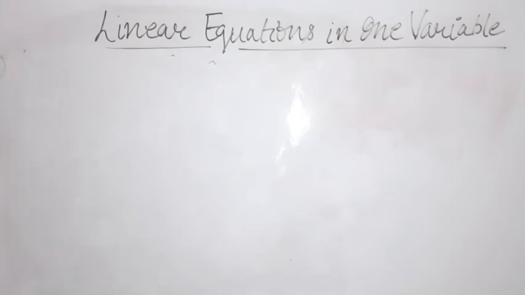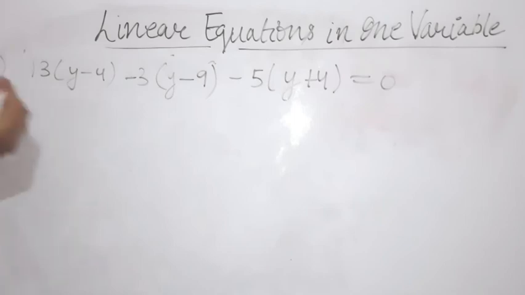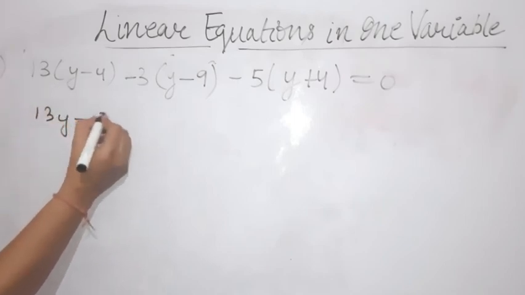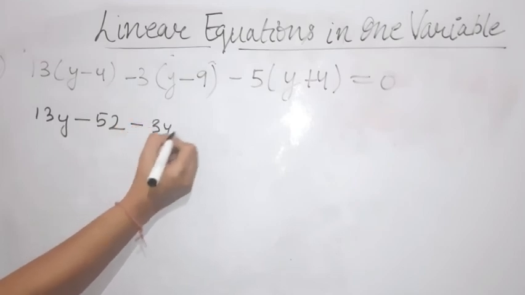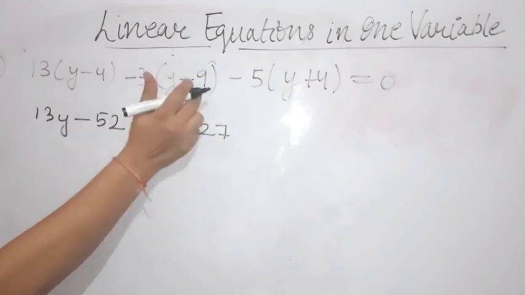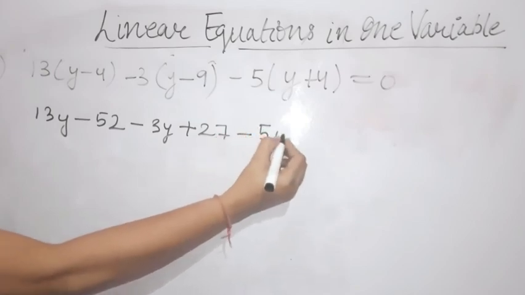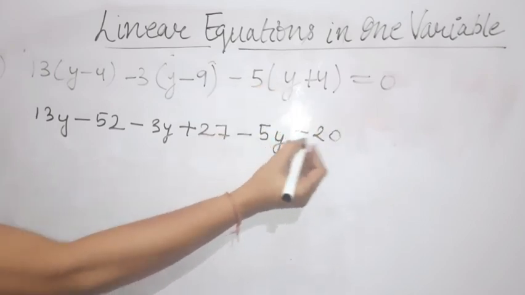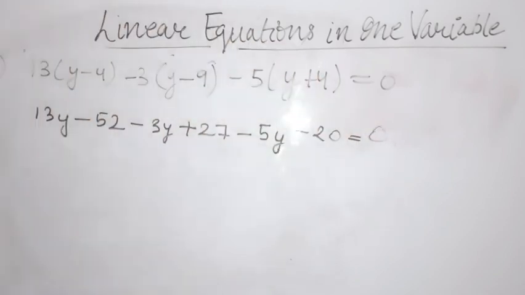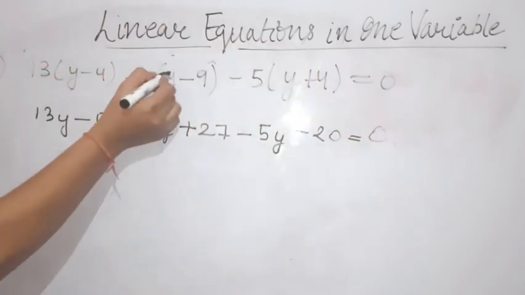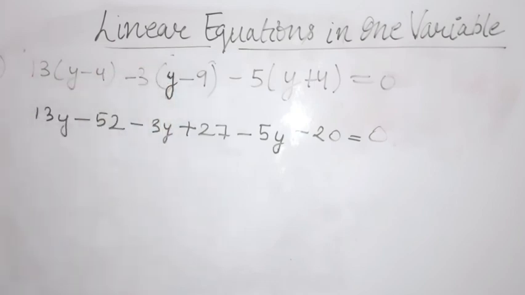Question number 11 is 13 within bracket 11y minus 4, minus 3 within bracket 9 minus y... Now as you all have studied in the chapter algebraic expressions, 13 has to be multiplied by both the terms within the bracket. 13 fours are 52, minus 3y plus 3 nines are 27, because minus minus is plus. In the same way, 5y, minus plus minus, so it will be 20 is equal to 0. Now what do we have to do? Collect all the like terms together.